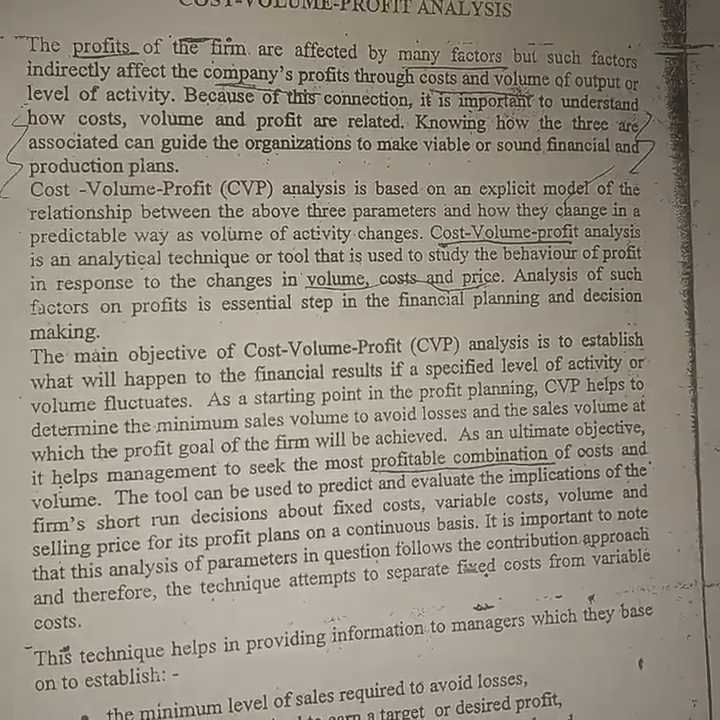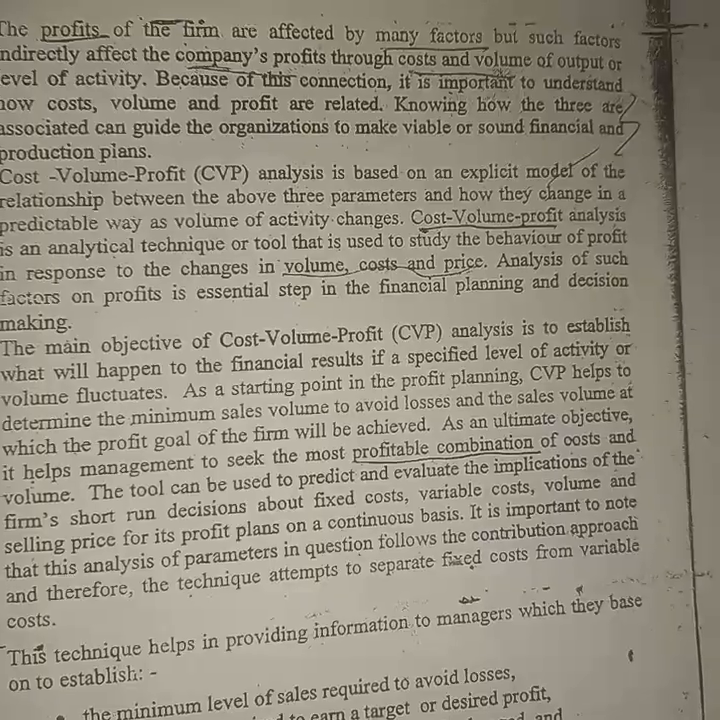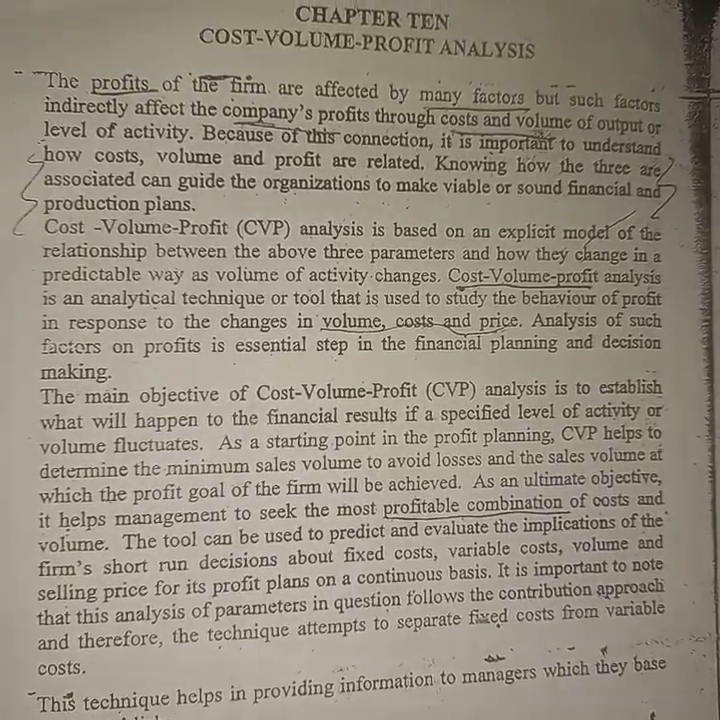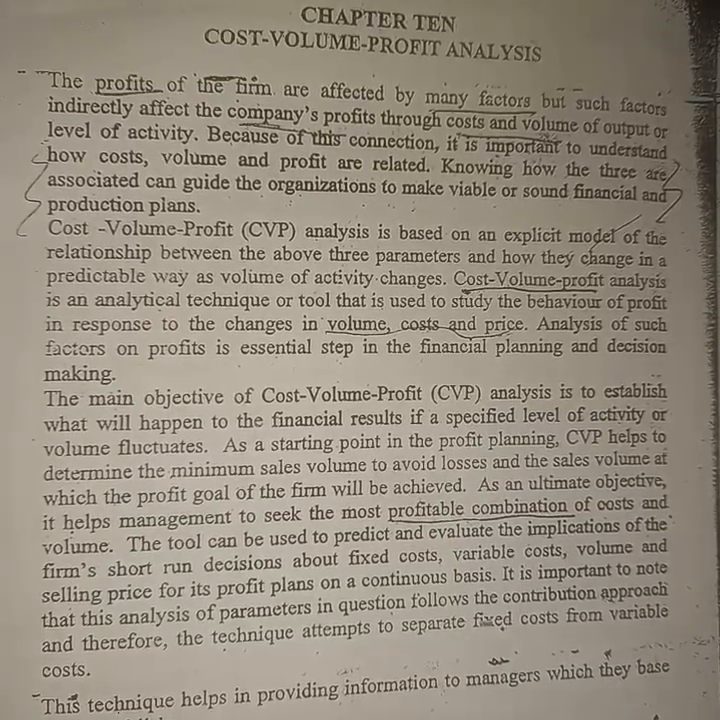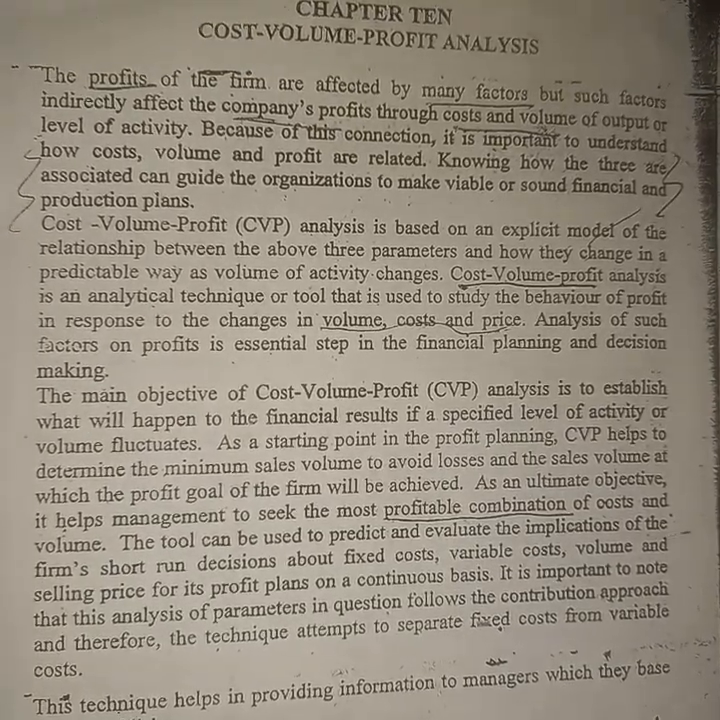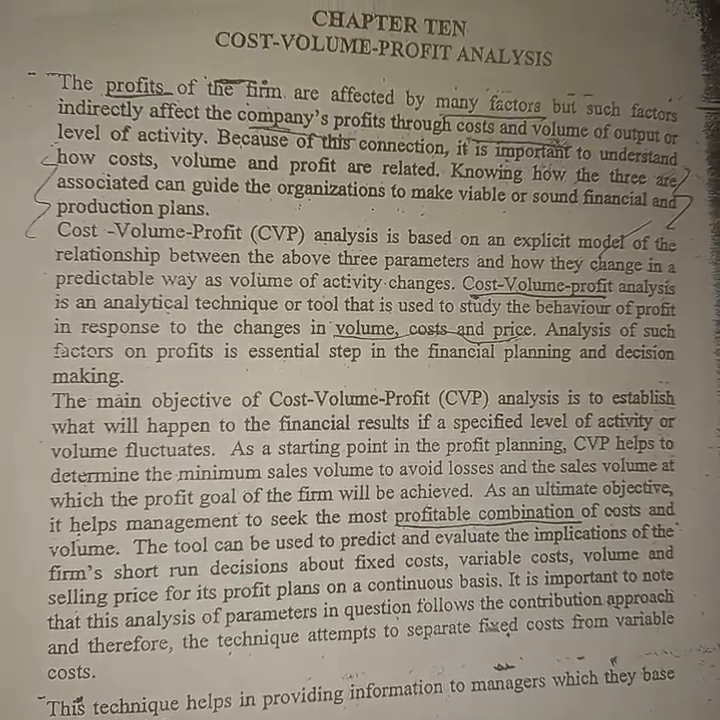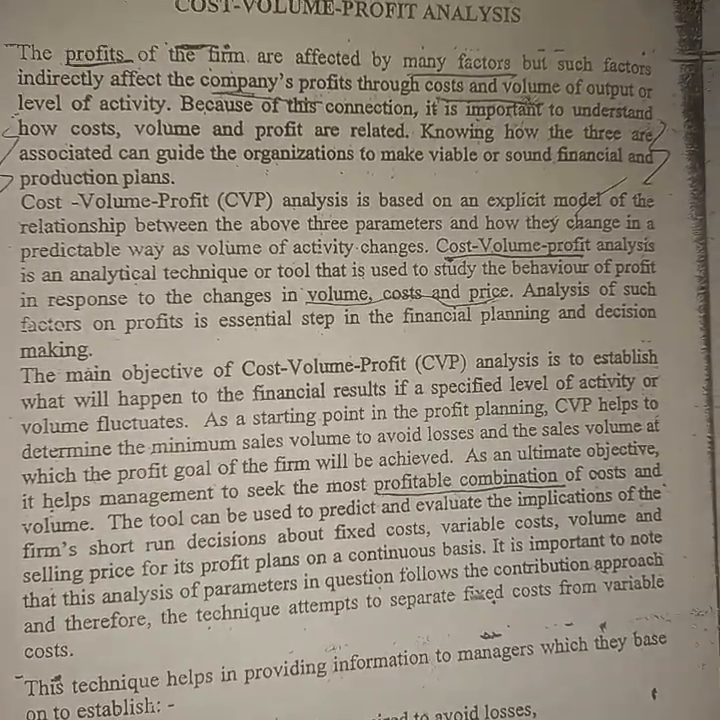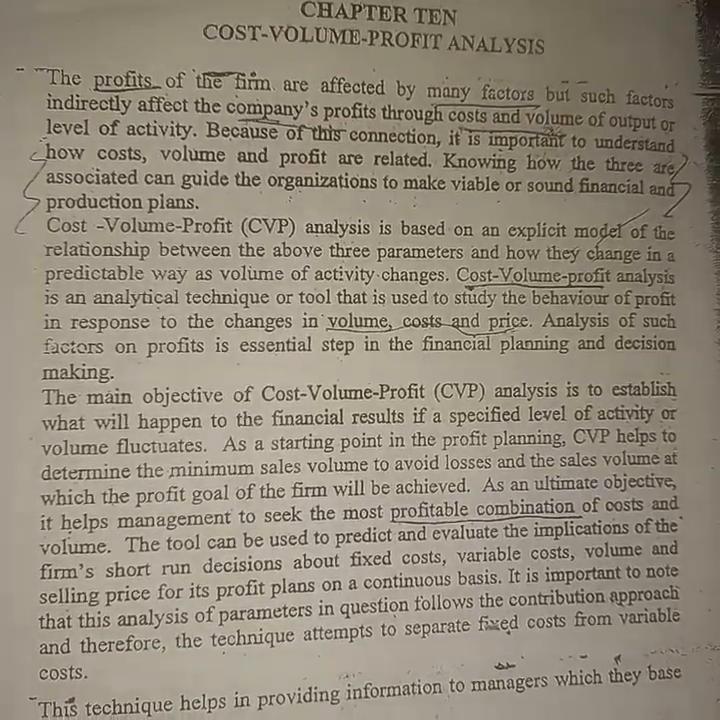And the major objective of doing cost volume profit analysis is what will happen to our financial statements, to our financial results, in case a level of activity or volume fluctuates, or it increases or decreases. What will happen to the profits? What will happen to the costs in case a level of volume decreases?